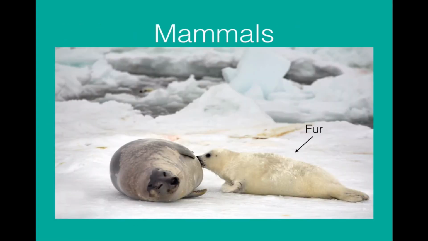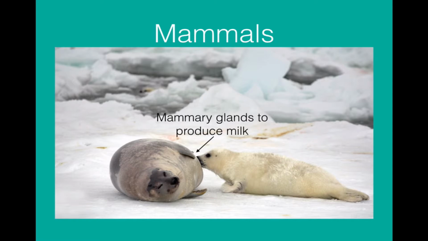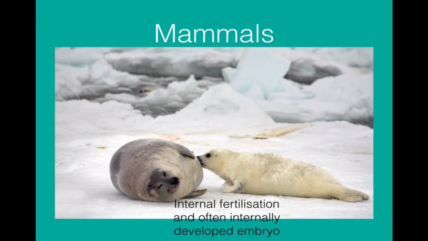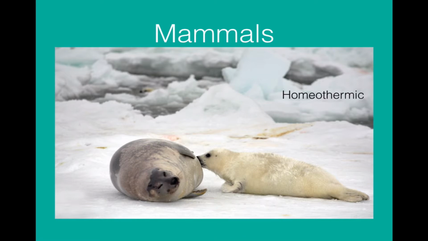Mammals have fur or hair and have mammary glands that produce milk. They have internal fertilization, and almost always there's an internally developed embryo, except for marsupials, platypus and echidnas. They're homeothermic, which means that they can maintain their own body temperature.